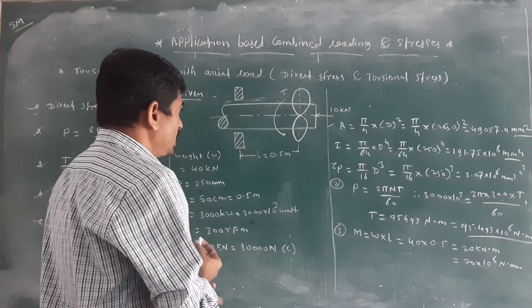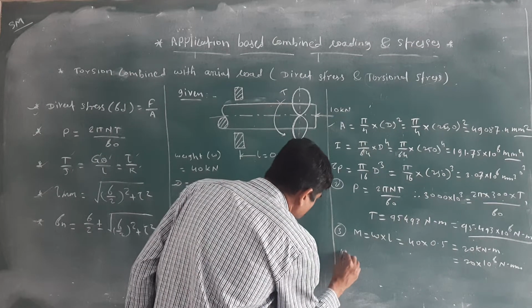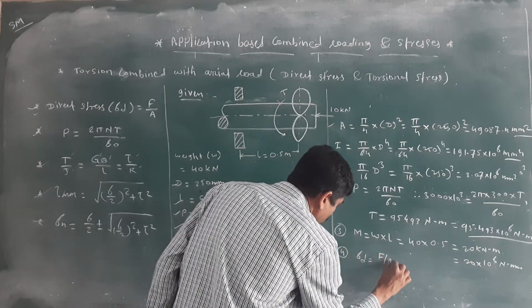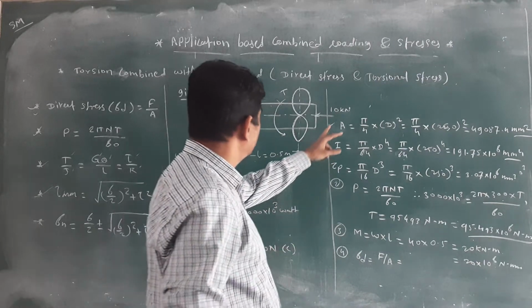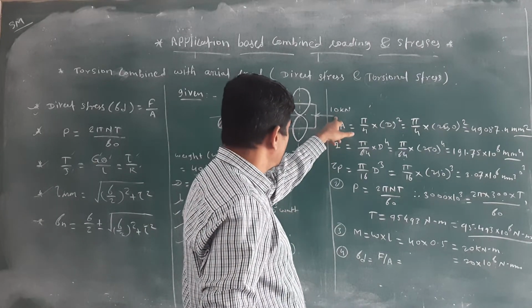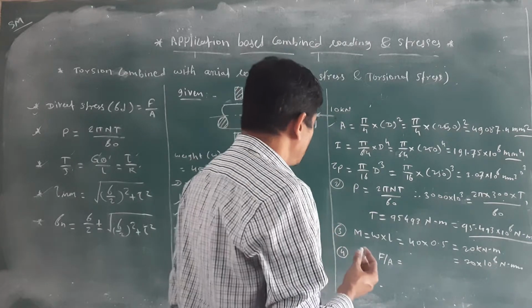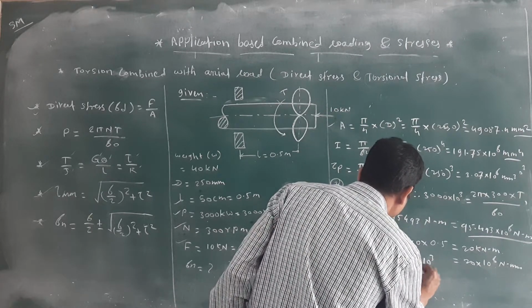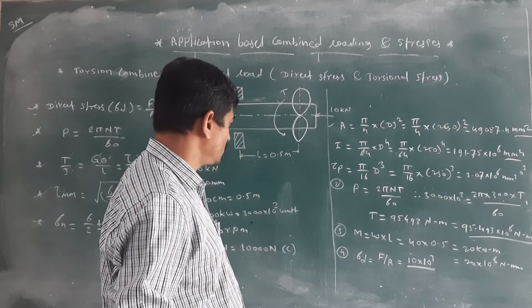Next we want to calculate the direct stress. Direct stress is denoted by sigma d. You know that it is force upon cross-sectional area. How much force is that? This is the compressive force, 10 kilonewton. I will convert it to Newton: 10 into 10 raised to 3 means 10,000 Newton.